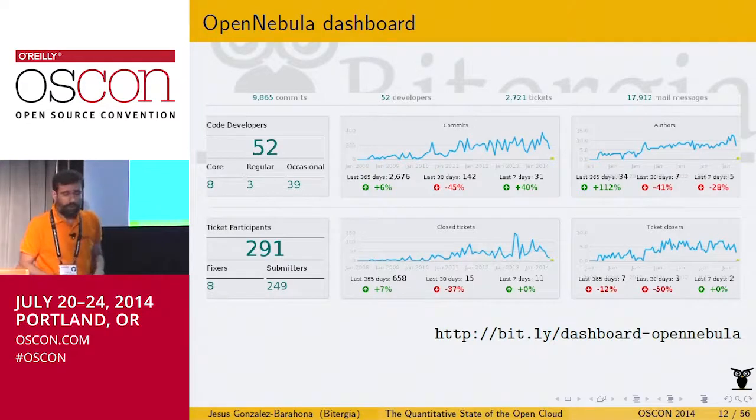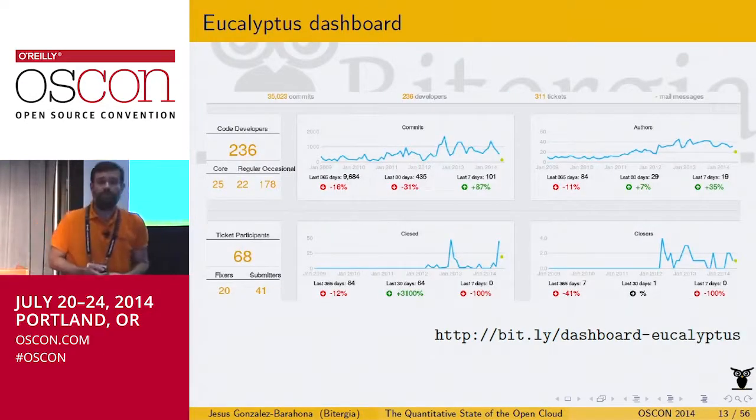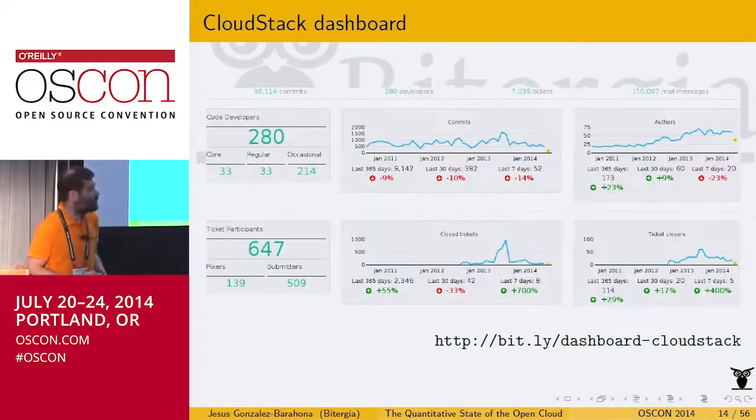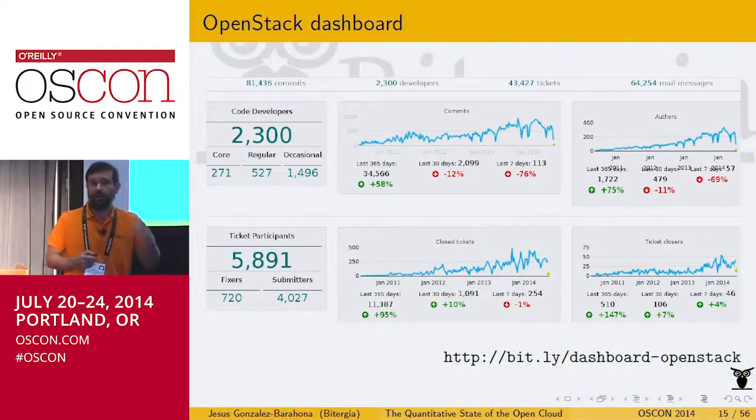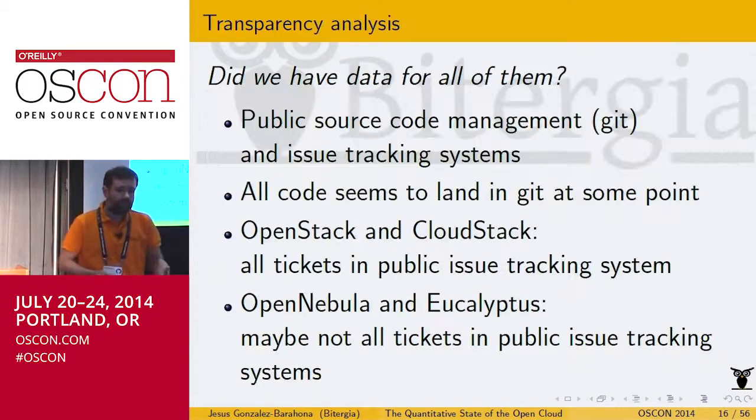This is OpenNebula. Then you have Eucalyptus. So you can see there are some differences. You can also look at the trends. The trends are showing whether the given parameter is going up, is going down, it's keeping stable, whichever. You also have CloudStack, again, different numbers, and you can look at OpenStack, again, different numbers, probably different trends. Go to the dashboard later if you want and drill down into this, because this is just the main summary. But let's go to the meat.